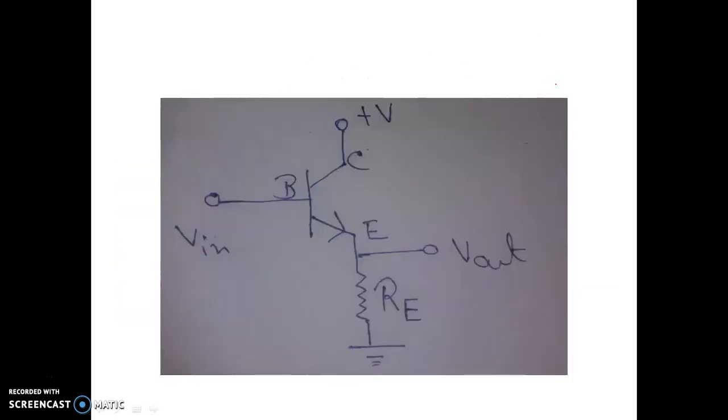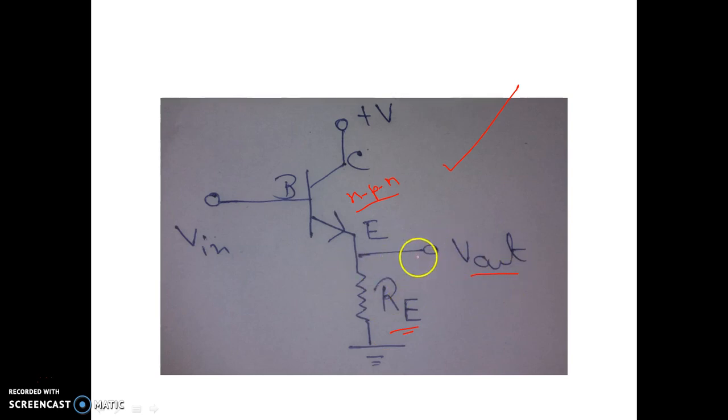So let us check. This is the simplest schematic diagram or circuit diagram of a common collector amplifier. See here, the emitter current is coming out of the device, so obviously the transistor is nothing but an NPN transistor. This plus V is the DC voltage source for biasing, and in the base we are giving the input, and in the emitter across the RE resistor we are taking the output voltage.